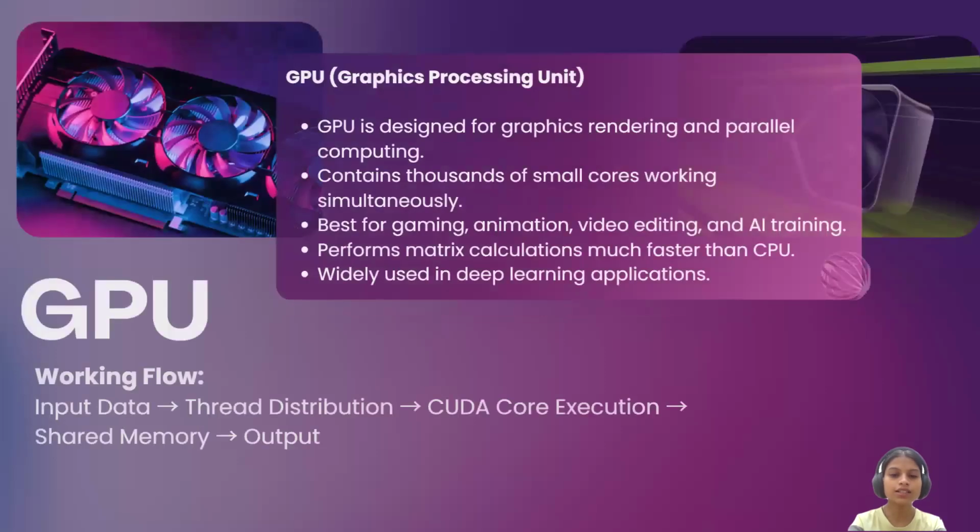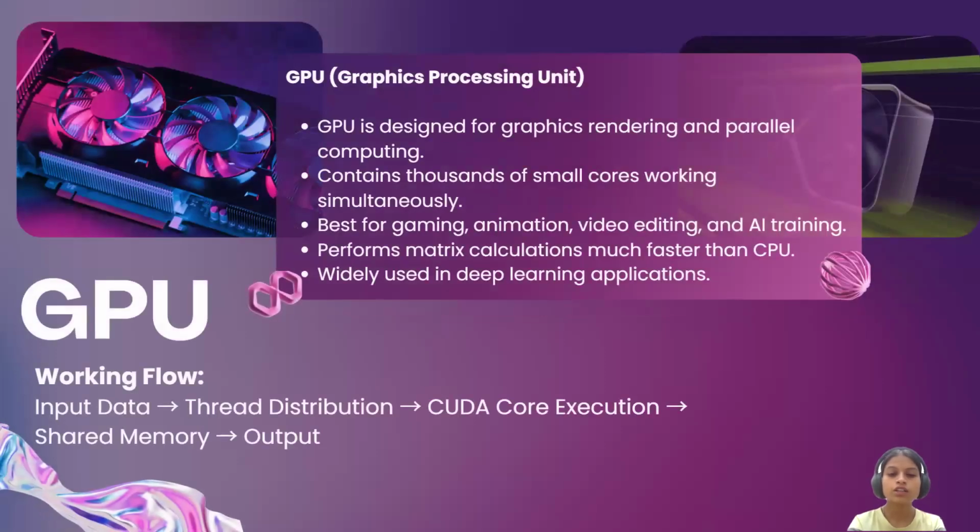The next is the GPU. GPU stands for Graphics Processing Unit. GPU is specially designed for graphics rendering and parallel computing. It contains thousands of small cores that work simultaneously. A GPU is best for gaming, animation, video editing, and AI training. It performs matrix calculations much faster than a CPU. That is why the GPU is widely used in deep learning applications.